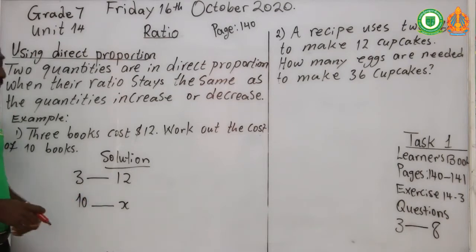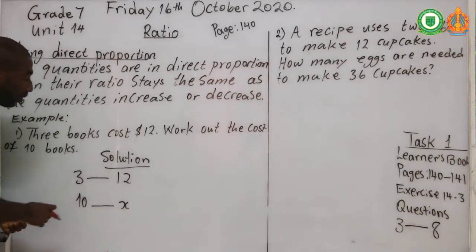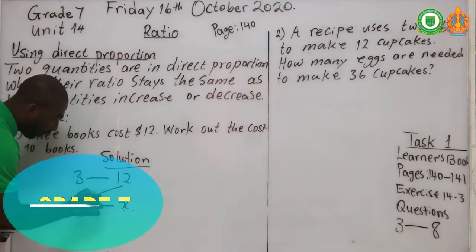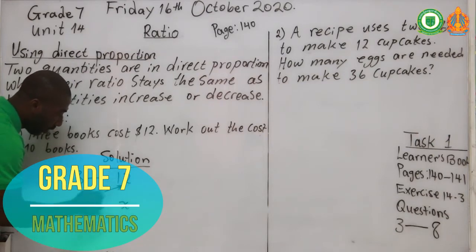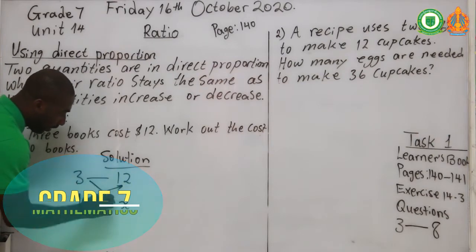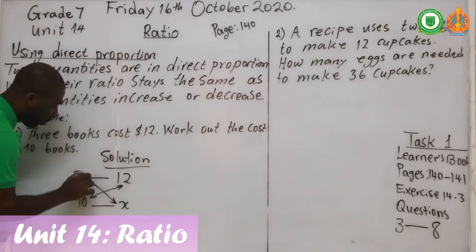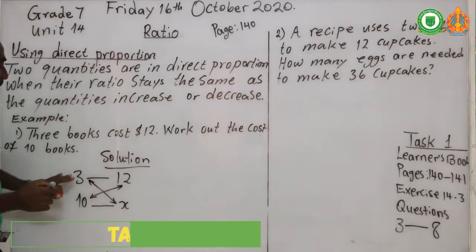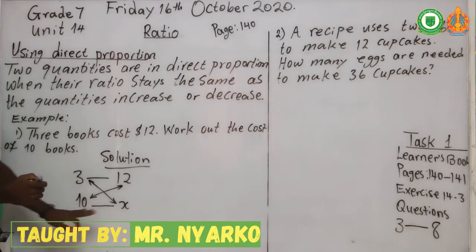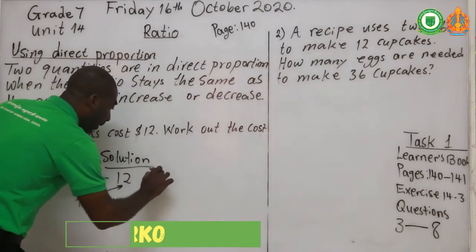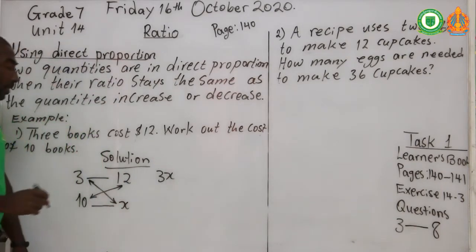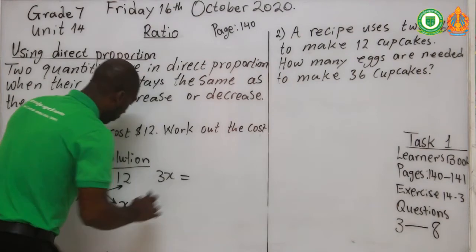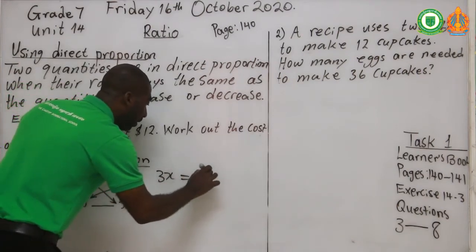So in this way, what we have to do is cross multiply, okay? So this will multiply this, and then this will also multiply that. So we're going to start from the top, okay? So 3 multiplied by X, we're going to have 3X. And then 10 multiplied by 12, we're going to have 120.